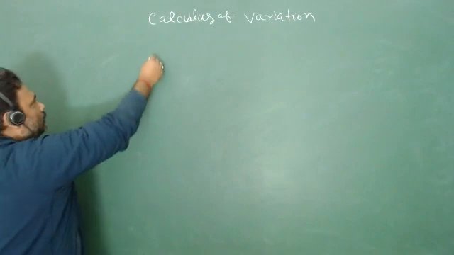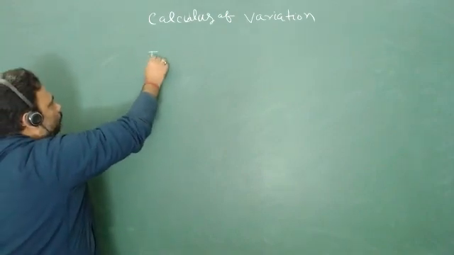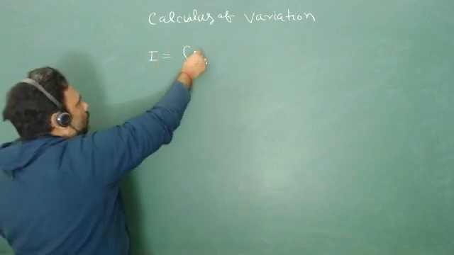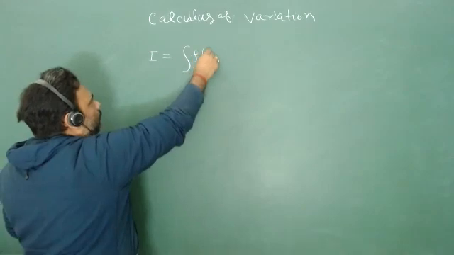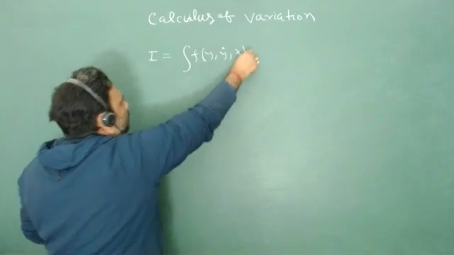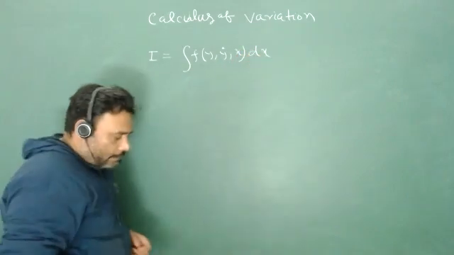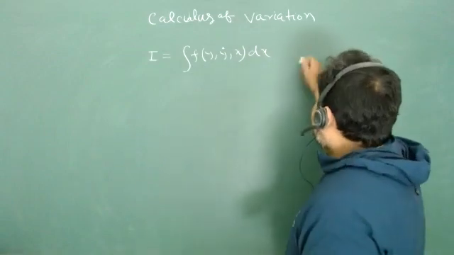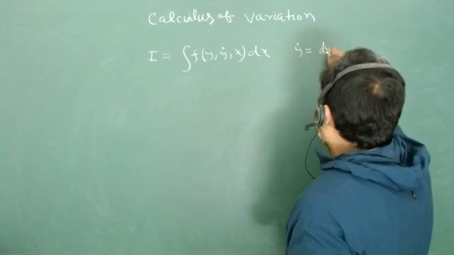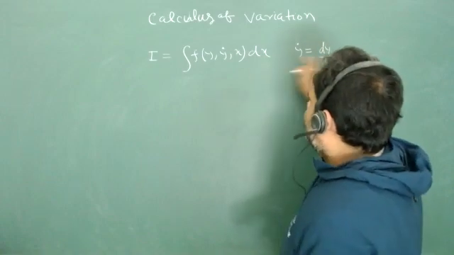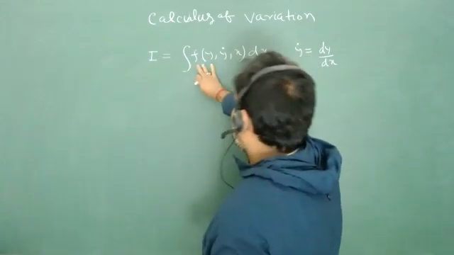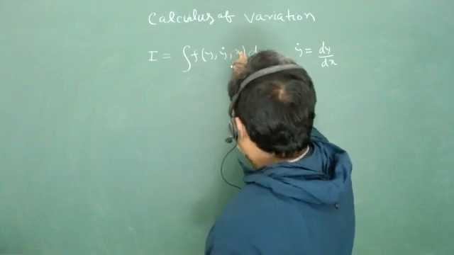Suppose we have an integral I, and this integral is equal to some function f, which is a function of y dot and x, dx. And what is y dot? Y dot is defined as dy upon dx. So I have defined my integral I as the integral of some function f of y dot and x, dx.